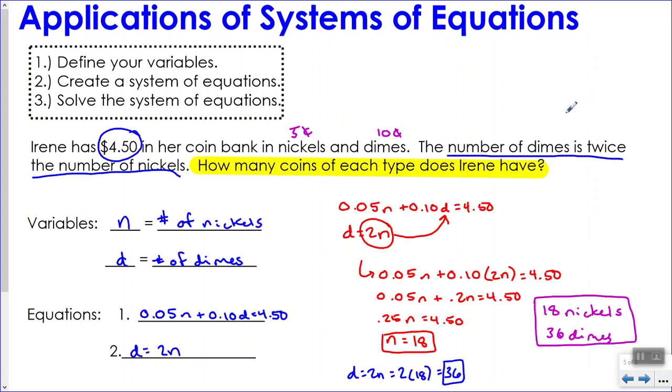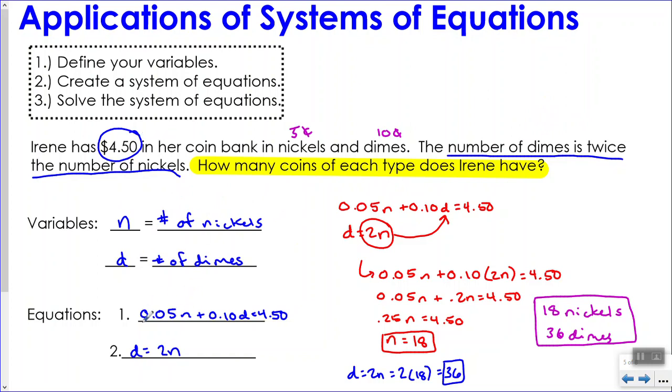Alright, this one's kind of tricky because we have to remember how much money a nickel is worth and how much money a dime is worth. So that can give us our first equation. Before we do that, we want to define our 2 variables. So we have N and D, number of nickels, number of dimes. Again, you can use whichever variables you want as long as you define them. So we know that she has a total of $4.50 between the nickels and dimes.